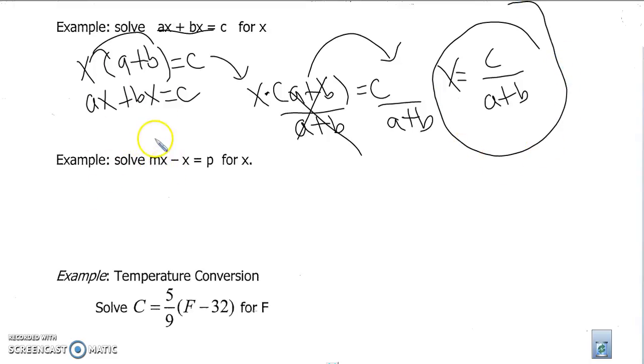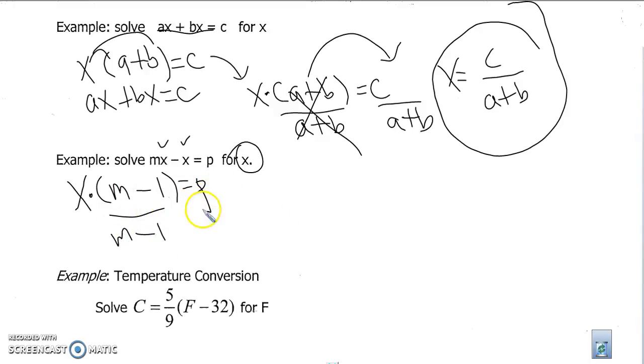This question is similar because you have x, and you're solving for x. They both have x in common, so you can use the distributive property again. x, and then it will be m, negative x will be negative 1, equals p. Because x times m is mx, x times negative 1 is negative x. This is times, so you're going to leave this x and move this m minus 1 to the other side by doing the inverse operation. So I can divide each side by m minus 1. So x equals p over m minus 1.